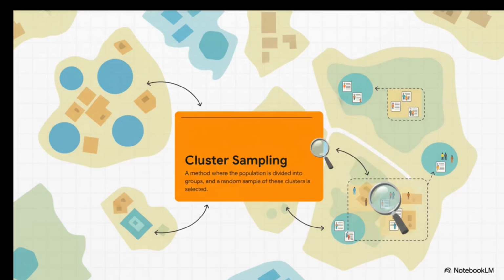First up, cluster sampling. So instead of trying to make a list of every single person in a country, which, good luck with that, it's often impossible, we can make a list of, say, every city block or every school. Those are our clusters. We then randomly pick a sample of those clusters, and then we go in and survey everyone, or maybe a subsample of everyone, inside them. It's an incredibly practical approach that saves a ton of time and money, especially when your population is spread all over the place.